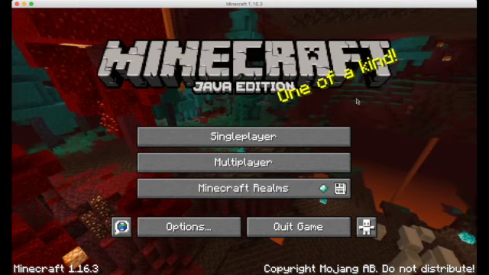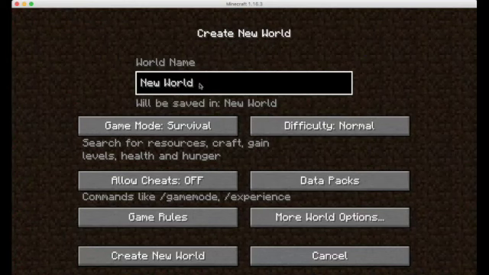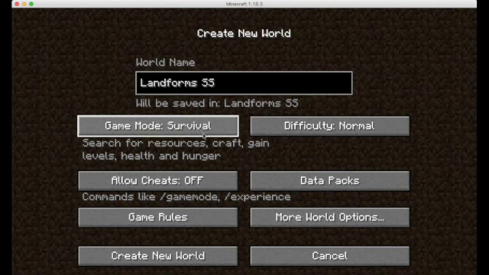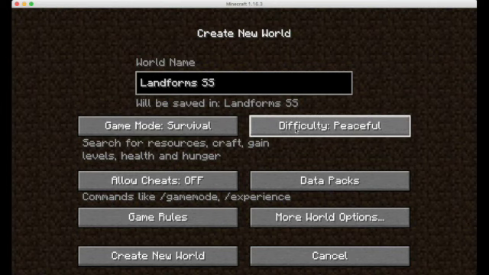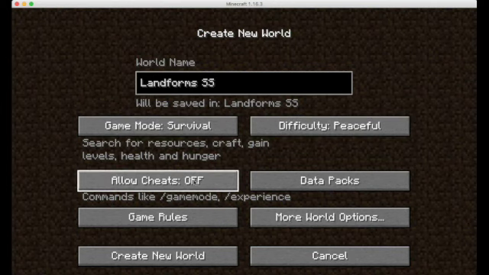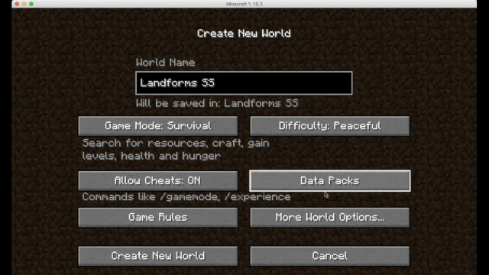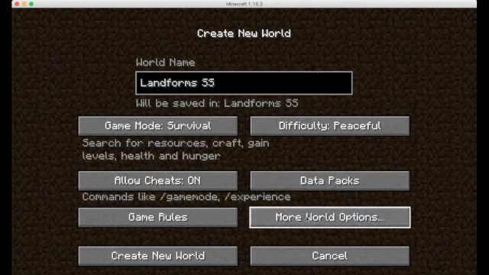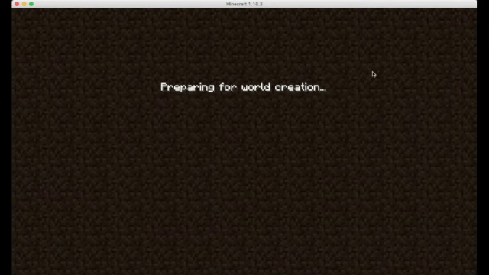So welcome to Minecraft Landforms. I'm going to create a new world called Landforms Social Studies. Now let's go ahead and make it survival. We'll make it peaceful, allow cheats, yes. Okay, so let's create this new world.